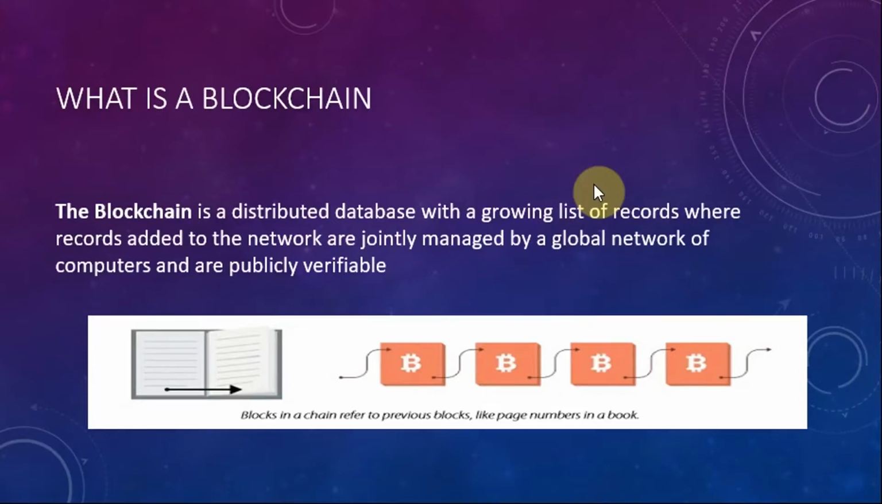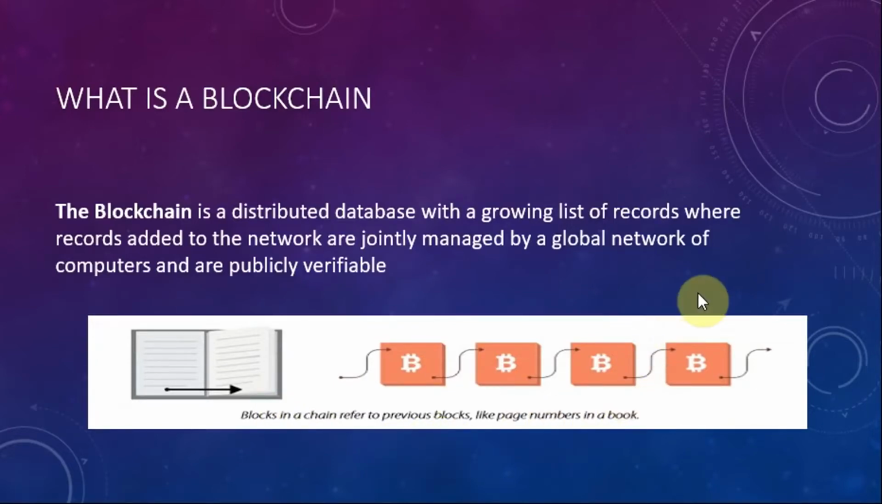Rather, it is managed by a global network of computers in which any computer can actually join this network and own a copy of the blockchain. So this makes data in the blockchain publicly verifiable, just like I said here. So that's one aspect of the blockchain. And then secondly, blocks in a chain refer to the previous block, like page numbers in a book.